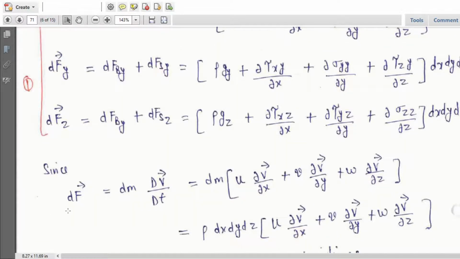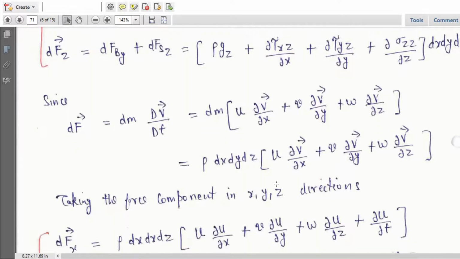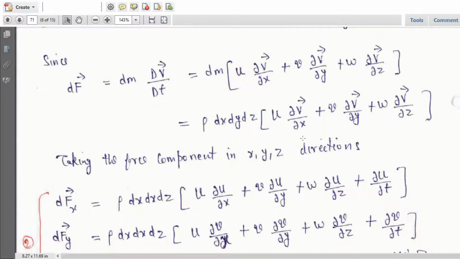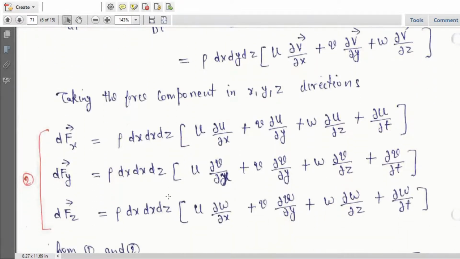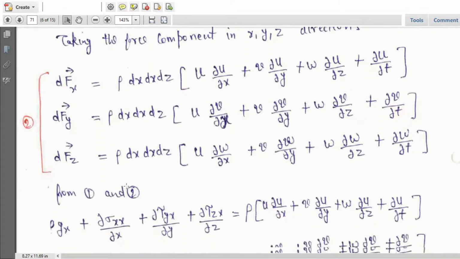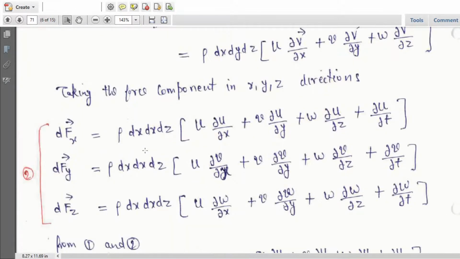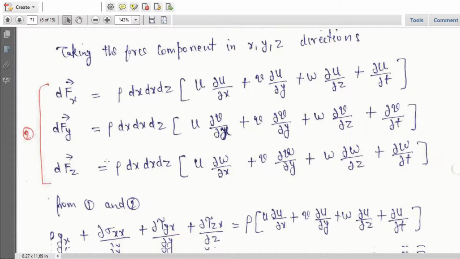Now the force is mass into acceleration, and the total acceleration of a particle is given by this. Under steady state operation we can find the total, including the convective acceleration. So taking the force component x, y, z, mass is volume into density. This is the x component, y component, then z component. Now this is equation 1, and this is the set of equation 2. We can equate the two.